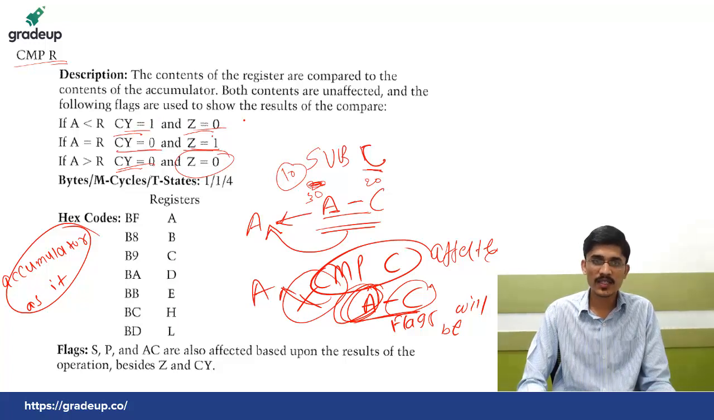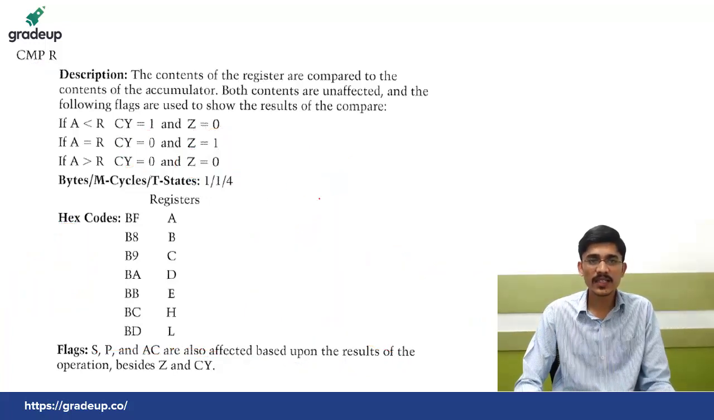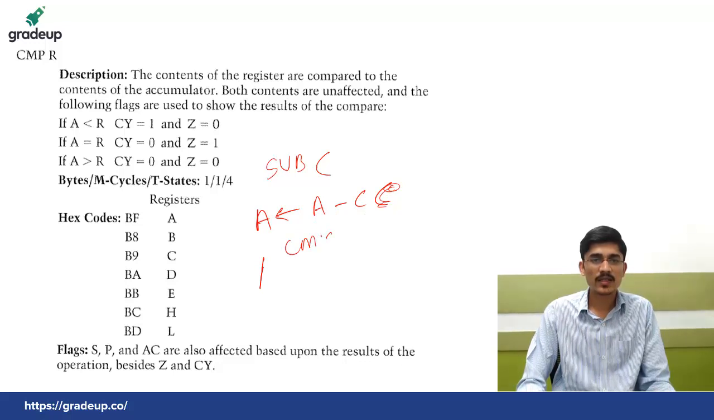Similarly, these flags are affected, and be alert that the sign flag, parity flag, and auxiliary carry flag are also affected based upon the result. This instruction basically does A minus C, which was happening in SUB C too. But in SUB C, A minus C was happening and the result was stored, whereas in compare C, only that storing part does not happen. All the flags are affected depending upon the result.